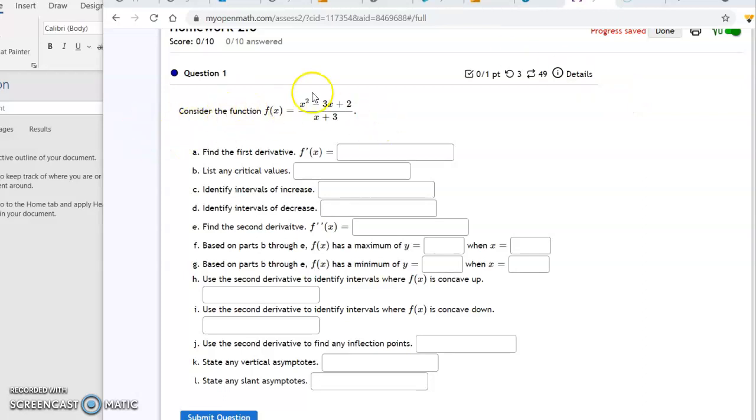Okay, so let's look at this problem number 1. Considering the function f of x equals x squared minus 3x plus 2 over x plus 3. We're going to find the first derivative, list any critical values, identify intervals of increase and decrease. And let's do all of that before we start thinking about the second derivative. So I'm going to pull this over to another sheet so that I can draw on that sheet.